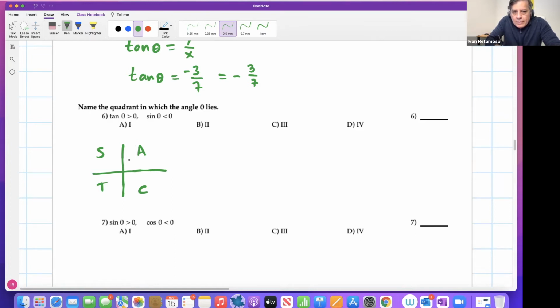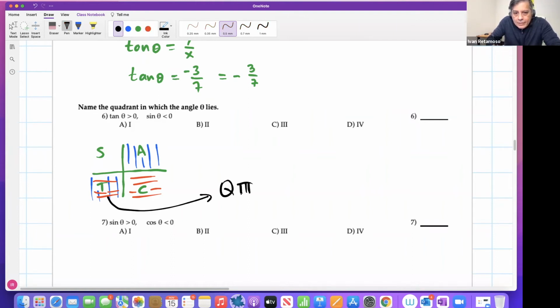So where is tangent positive? Well, it is positive here on the first quadrant, but also on the fourth quadrant. Here and here. But now, where is sine negative? Well, here sine is positive, here sine is negative, and here sine is negative. So here and here. Not hard to see that these two statements are true here on the third quadrant. So the answer should be quadrant 3.